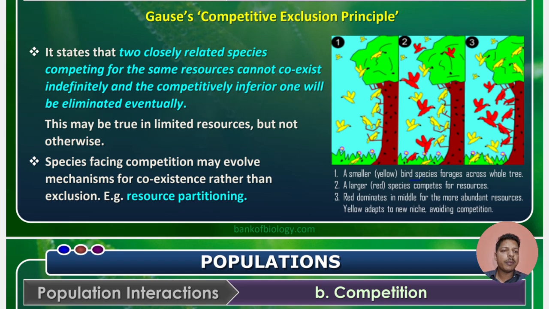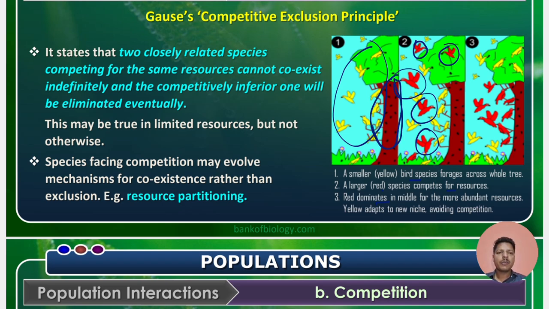A small yellow bird species forages across the whole tree, as you can see in this diagram. A larger red species competes for the same resources. Red dominates in the middle for the more abundant resources. As you can see in the middle portion, more insects are there, so red dominates in the middle. Yellow adopts a new niche avoiding competition, and the yellow goes upwards like this to avoid competition.